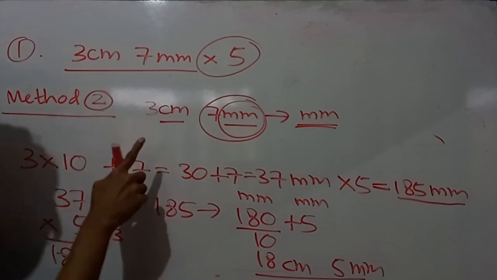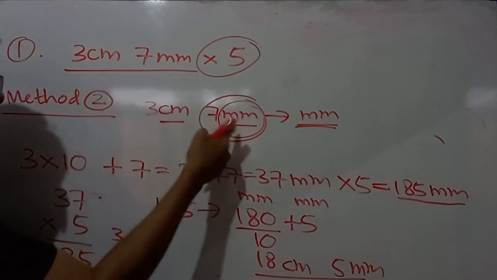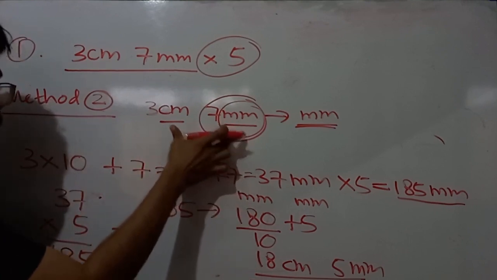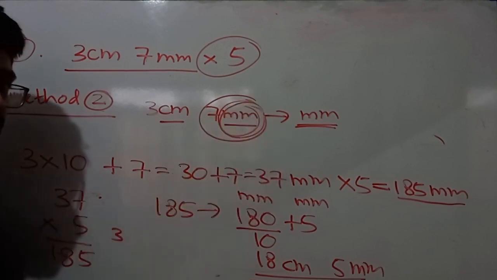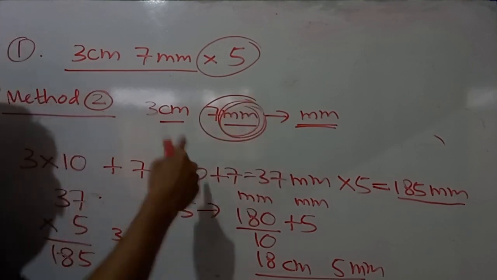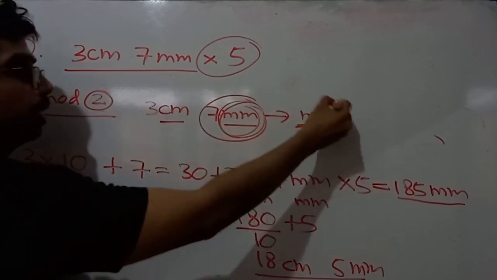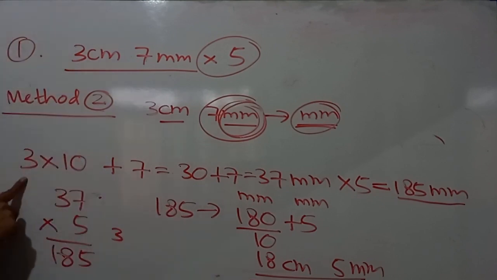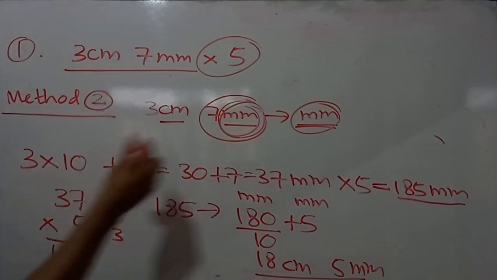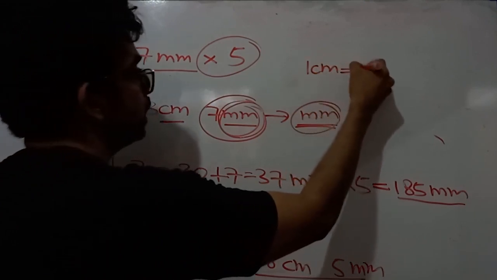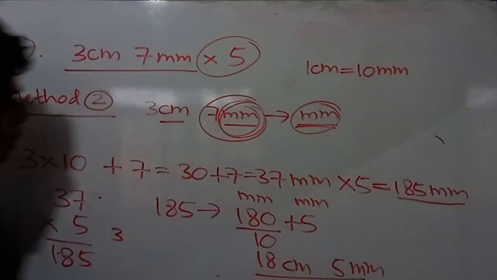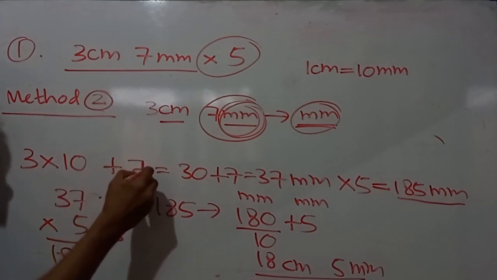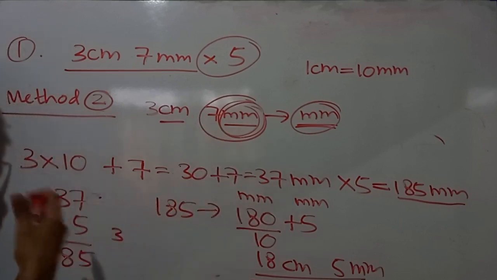So originally the length is given to us in centimeters and millimeters. We compare these two units. We know millimeters is the smaller unit. So we convert this whole length into millimeters. 3 times 10. We know 1 centimeter is equal to 10 millimeters, so I have to multiply 3 by 10. Then plus 7. Why? The 7 millimeters we don't have to convert.